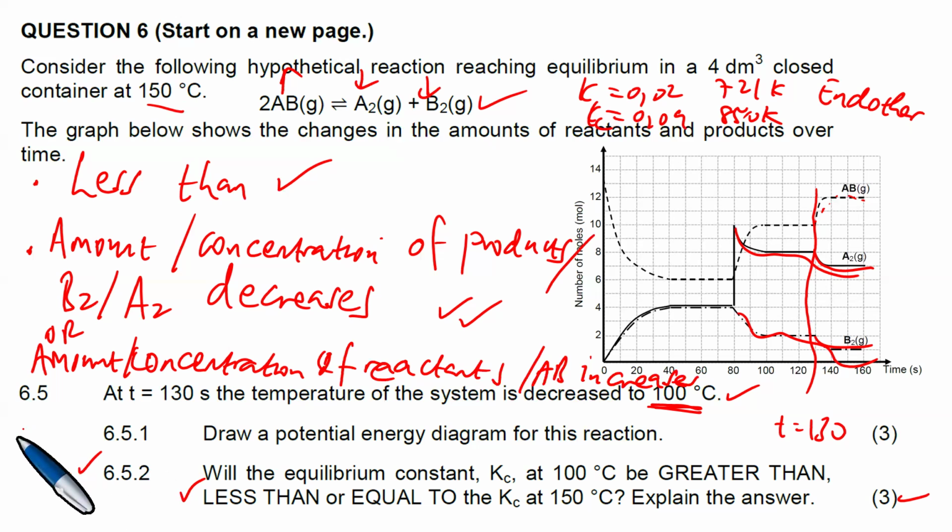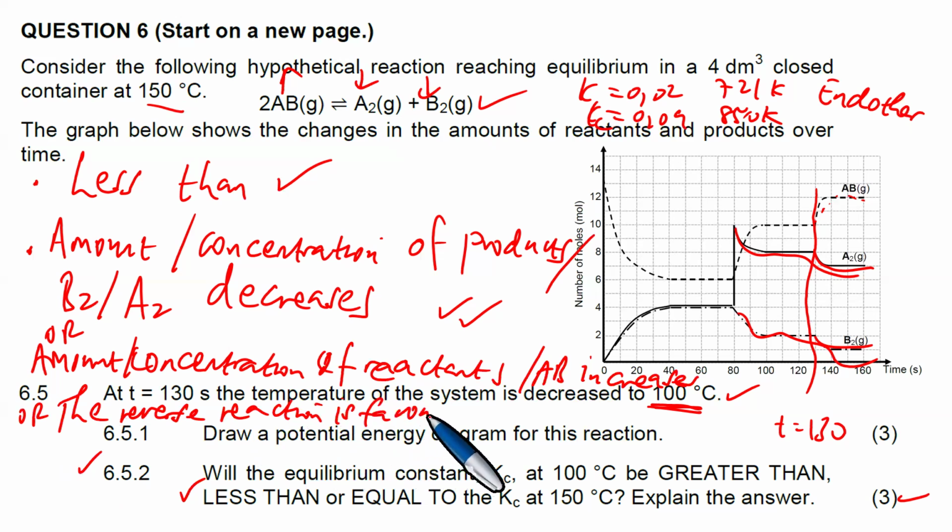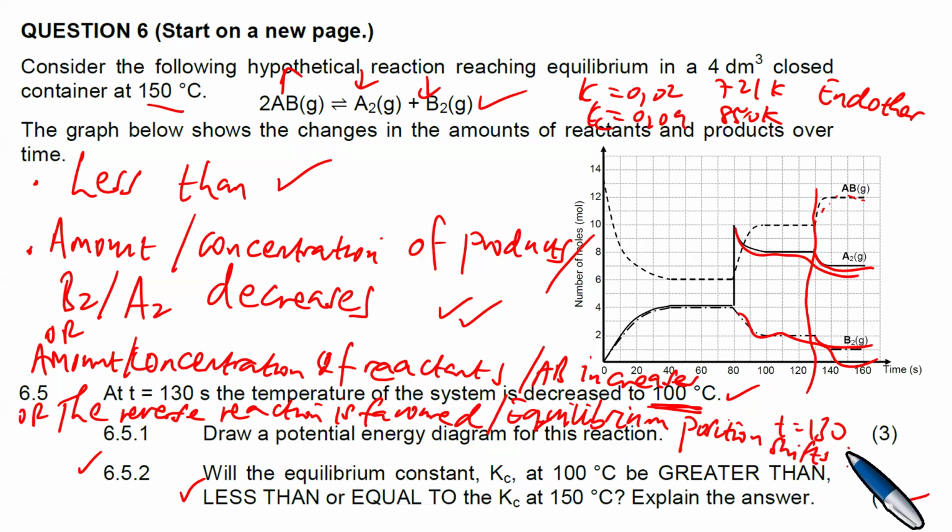Okay, and also you can say that the reverse reaction is favored. Why? Because the reactant increases, or you can go on to say the equilibrium position shifts to the left. The equilibrium position shifts to the left. The increase in the AB concentration means that the equilibrium position shifts to the left.